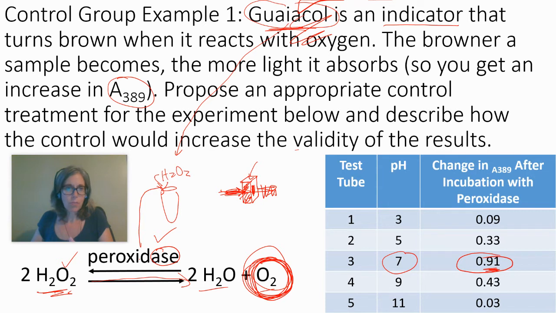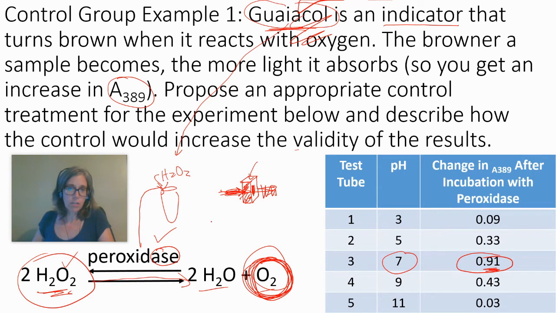But that's not what they're looking for. They want to have something pulled out of the experiment so you can compare the experiment to it and make sure that the experiment's actually running appropriately. So what they're looking for is for you to say that we have another test tube 6, and we don't put hydrogen peroxide in it. And if there's no hydrogen peroxide, you shouldn't be making any oxygen. The hydrogen peroxide would normally be in water, so you would just have some water without hydrogen peroxide, and it shouldn't be turning brown, right?